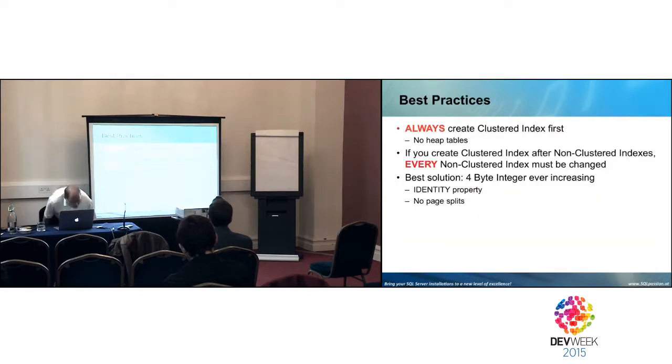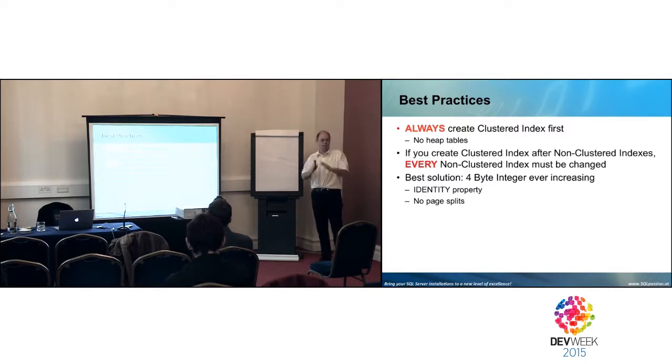Normally, you should always create your clustered index first, and afterwards you should always add your non-clustered indexes. That's one best practice, and currently we say the best solution for a clustered key value is a 4-byte long integer value. For example, an int identity column, because it's just small, it's ever increasing. We will see later what that means. Means you have no index fragmentation, no page splits in SQL Server.